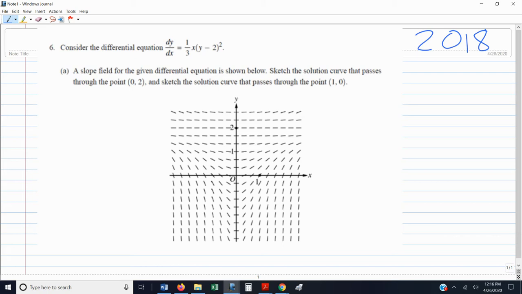And part A says that a slope field for the given differential equation is shown below. Sketch the solution curve that passes through the point (0, 2), and sketch the solution curve that passes through the point (1, 0). So this question is not asking you to create a slope field. They just have it done already for you, but you are sketching the solution curves through those two particular points.